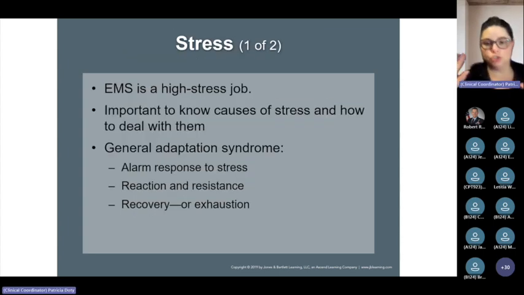Now, let's talk about stress. Whew, it's a big one, right? I don't know if you knew this or not, but EMS is a high stress job. I kind of feel like that's obvious and self-explanatory. But it's important to know the cause of stress and how to deal with them. So we're going to talk about stress as it impacts the stressors on our physical and emotional well-being. They include emotional, physical, environmental situations and conditions that can cause a variety of physiological, physical, psychological responses.